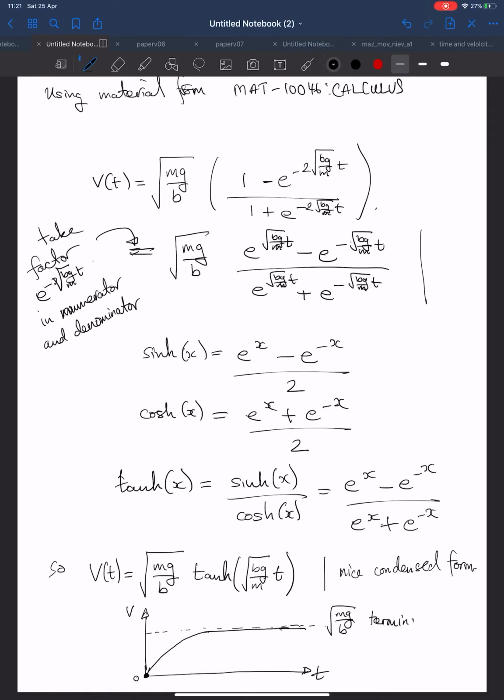Okay, so that was how you solve a problem involving the quadratic law of resistance.